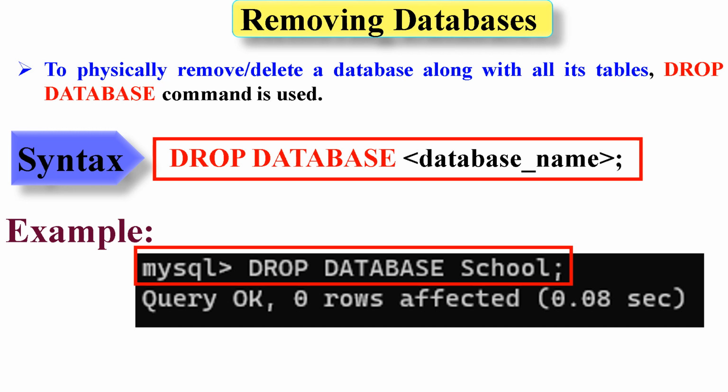Now, look at the below message. Query OK means that the query was executed without any errors. 0 rows affected means that the query did not result in any changes to the data. In other words, the query was successful, but it didn't modify any records in the database.